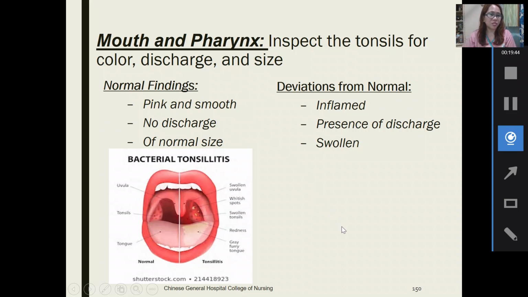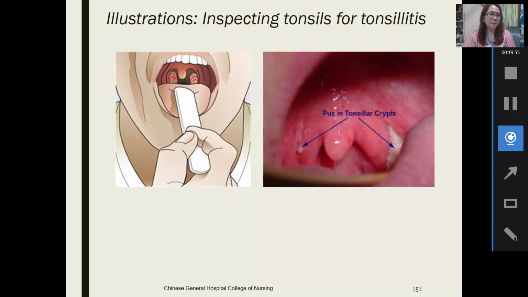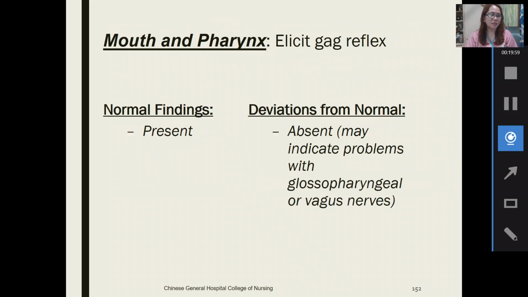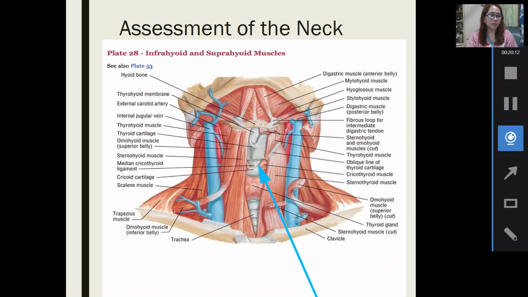There should be no discharge and it should be of normal size. So if it is inflamed, there is the presence of discharge, or it is swollen, that could be a sign of tonsillitis. Okay, inspecting the tonsils for tonsillitis. Yan. Elicit the gag reflex. So is it present pag pinasok mo yung kamay mo? If it is absent, it may indicate problems with the glossopharyngeal or vagus nerve or cranial nerve number 10.